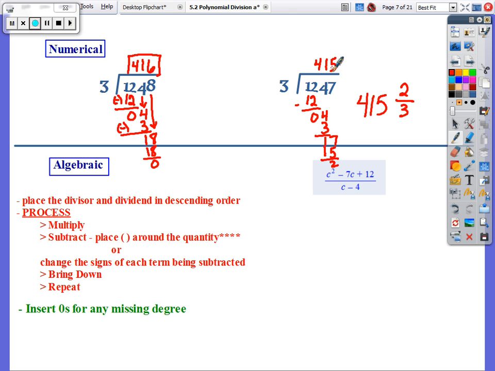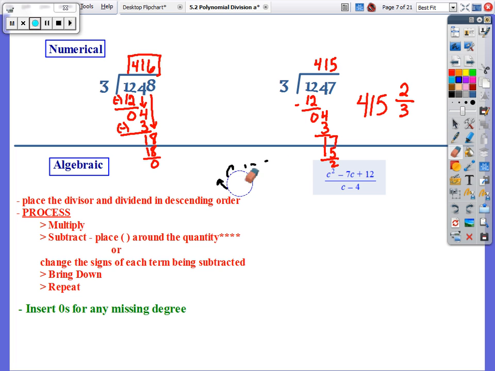Okay? Now, how do we apply all this to more of an algebraic approach, like this example down here? First off, let me precede this with a little bit of information. You want to first place the divisor and dividend in descending order. In other words, you don't want c plus 3c squared minus plus 12. This degree is larger than the c. We need to go in descending order.